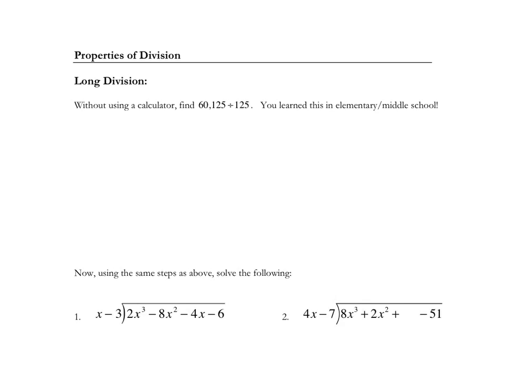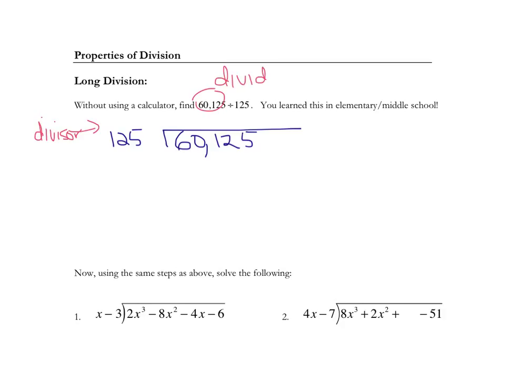Let's review long division, which we learned back in elementary or even middle school. So we have 60,125 divided by 125. Inside, we have 60,125, and on the outside, we have 125. It's good to know that this 125 is our divisor, 60,125 is our dividend, and our answer will be our quotient.